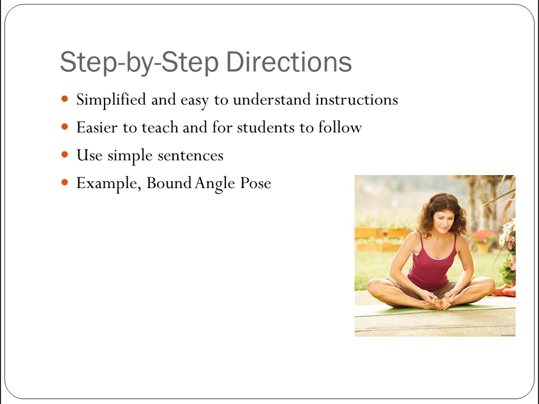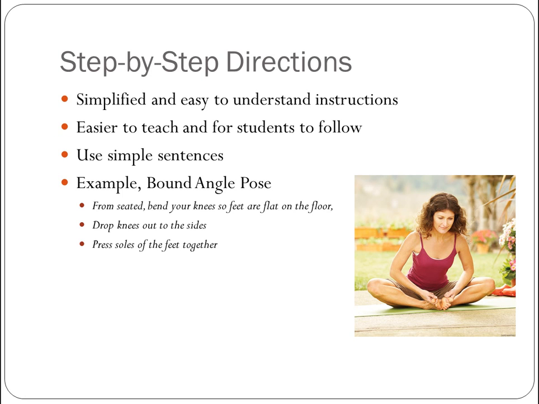Example of step-by-step directions for the bound angle pose. From seated, bend your knees so feet are flat on the floor. Drop your knees out to the sides. Press soles of the feet together. Bring heels close to the pelvis. Clasp big toes or ankles or shins. Lean forward, keeping your spine elongated.